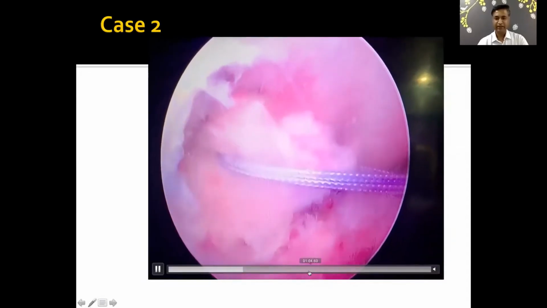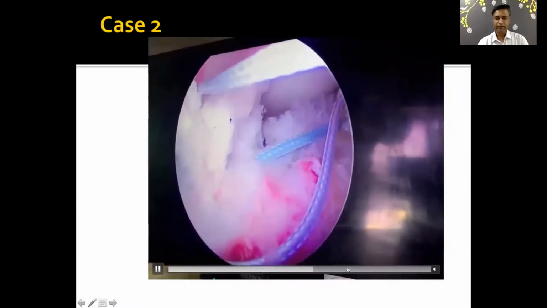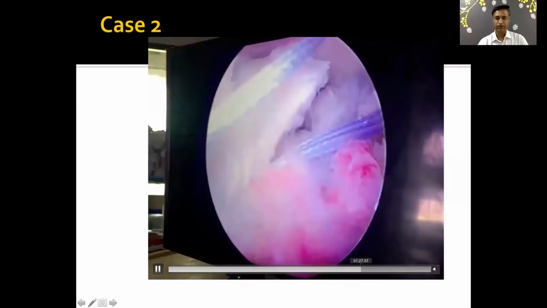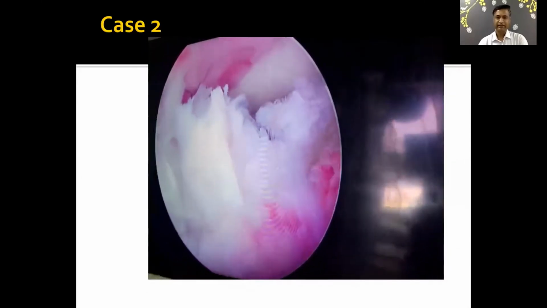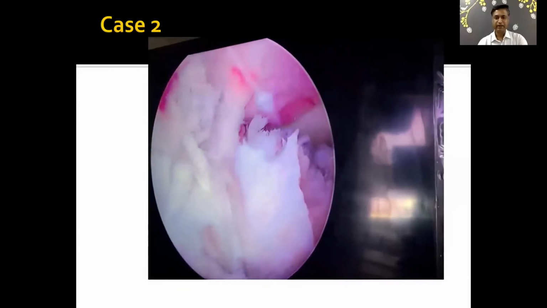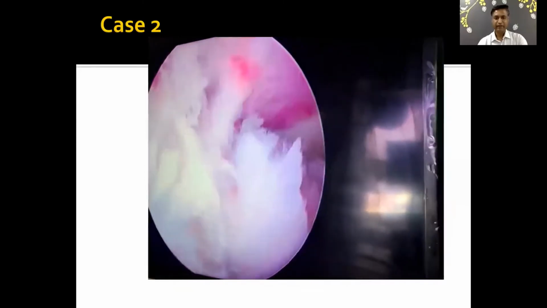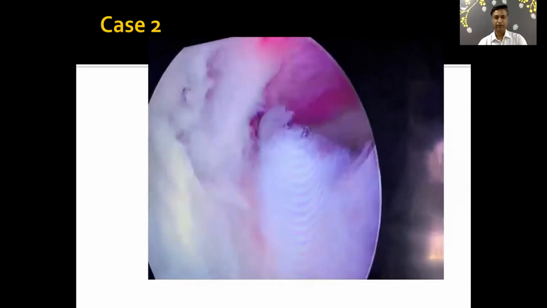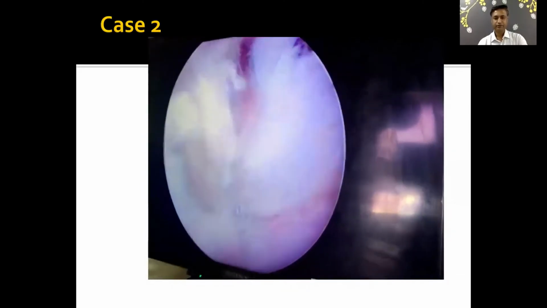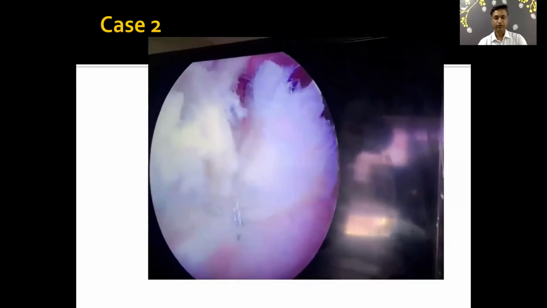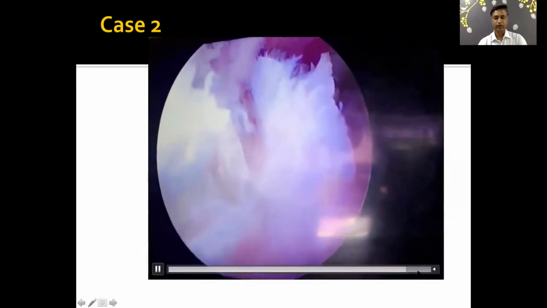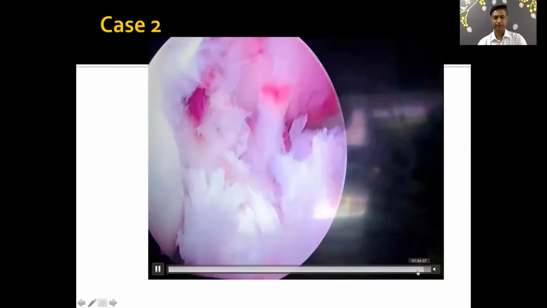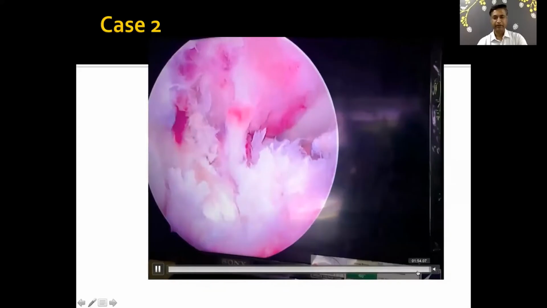So we do a similar procedure here. Again, take a couple of lasso sutures, then make the tunnels on either side of the crater, and also suture it over either an endobutton or the bony bridge if you have. Then they give a very good outcome. We have seen all these patients having very satisfactory outcomes in our practice.